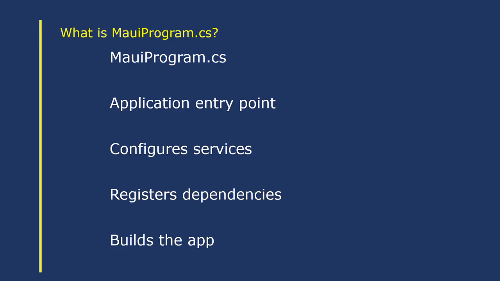Movieprogram.cs acts as the startup configuration file of the application. It builds the app, registers services, and prepares everything before the UI loads.